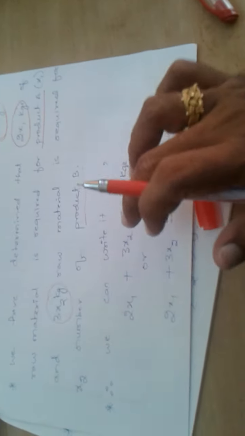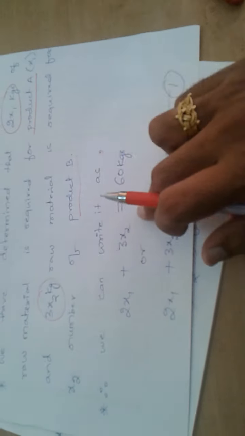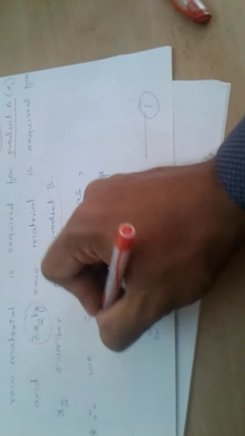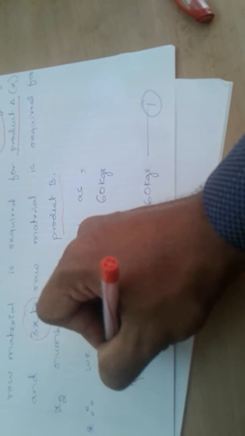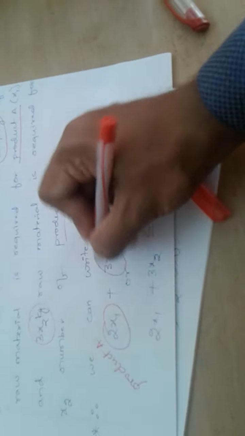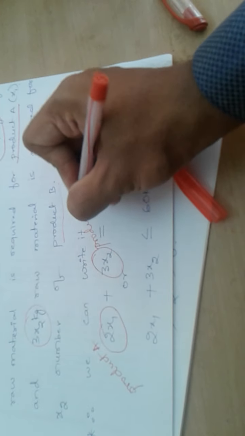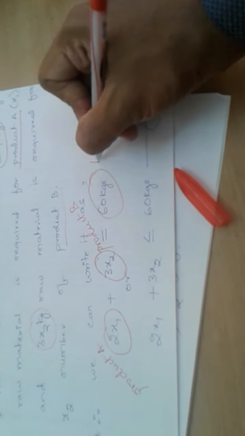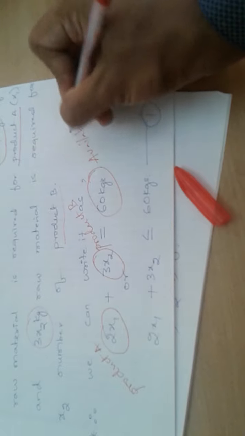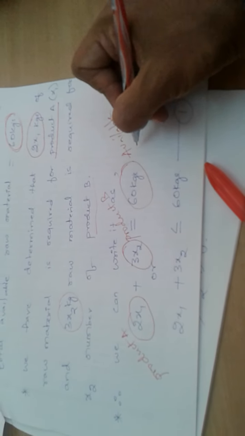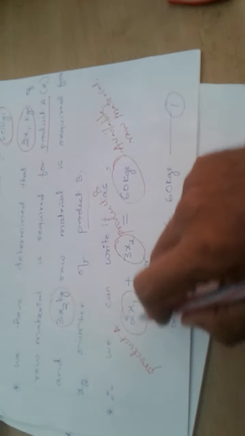So that is the reason we can write this equation, 2x1 plus 3x2 is equal to 60 kgs, is it right? So this is for product A, and this is for product B, and this is the available resource, raw material, correct? So 2x1 plus 3x2 is equal to 60 kgs. So this is the first equation.